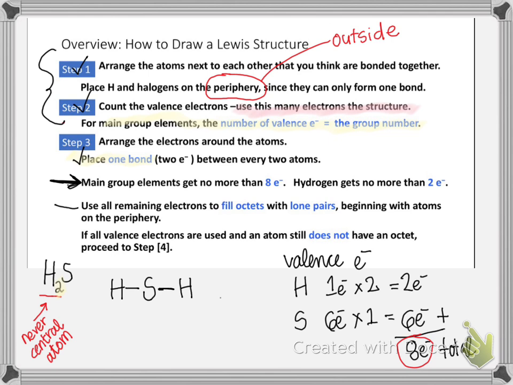Then it says, after we did that, use all remaining electrons to fill octets with lone pairs. And here's something that's very important. You begin with the atoms on the outside or the periphery. So what you're doing is taking any leftover electrons and making sure all the atoms have 8. And when you do this, you start with the outside atoms and then you finish by looking at the central atom. So fix the outside atoms first, then the central atom.